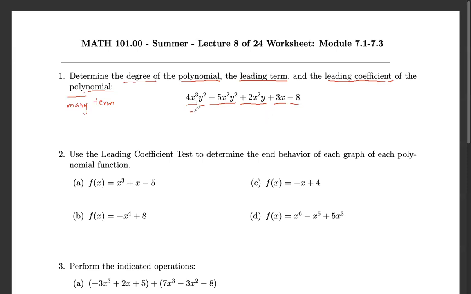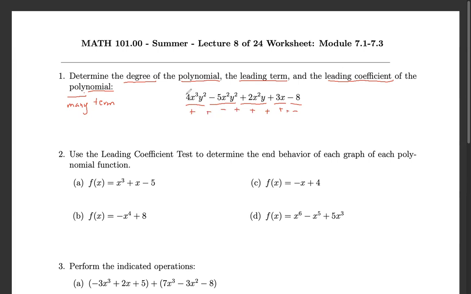And this term is positive. This term is negative. This term is positive. This term is positive. This term is negative. So we're adding all those terms together: this positive with this negative, with this positive, this positive with this positive, this positive with this negative. And together we call it a polynomial. So each one is a term.